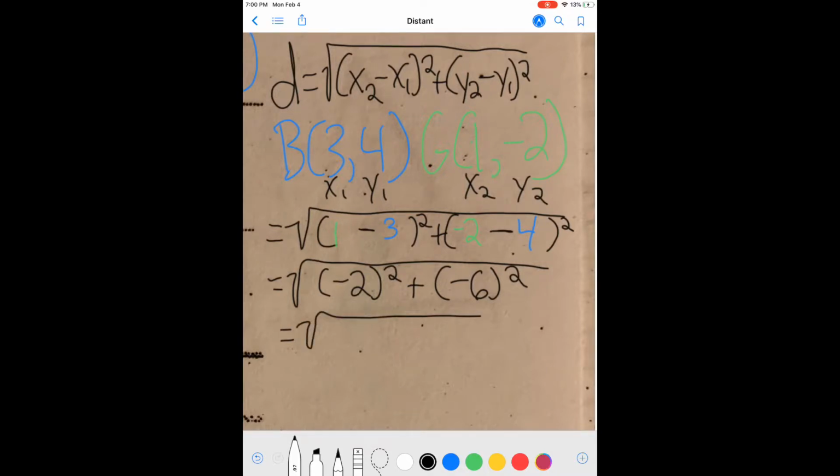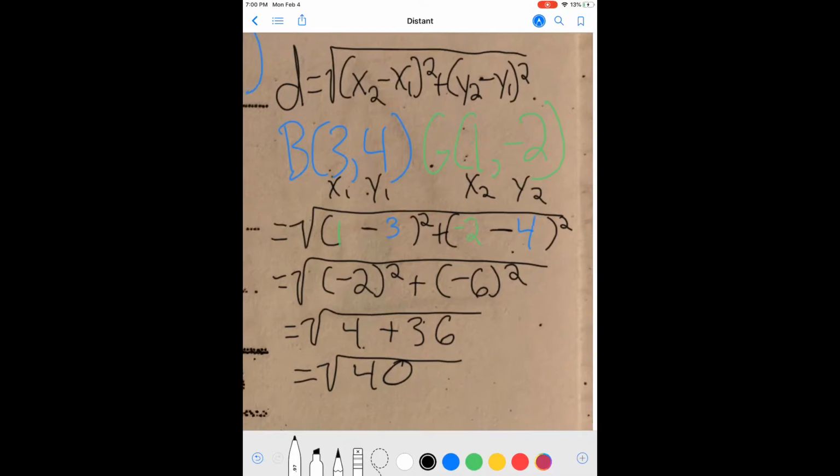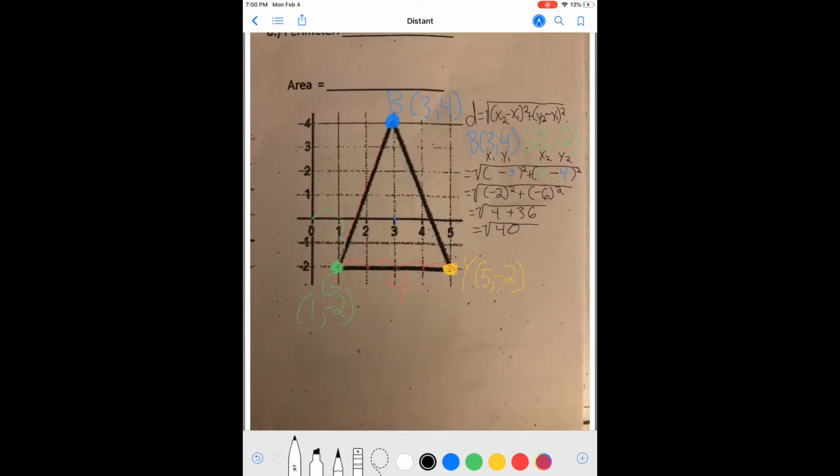Simplifying the squares, we have -2 squared, which is 4, and then -6 squared is +36. Simplifying this, we have 4 plus 36, which is 40. So our answer is the square root of 40. And that is from B to G. So if you want to write out the square root of 40.